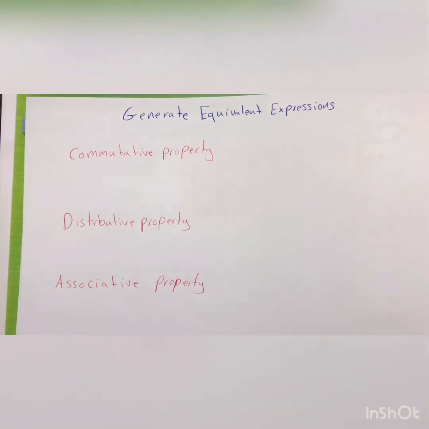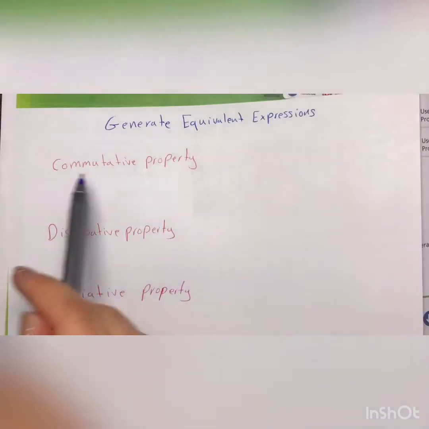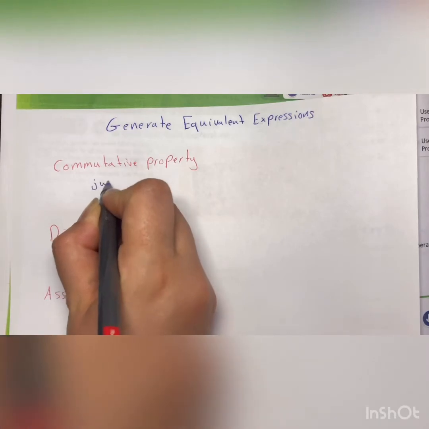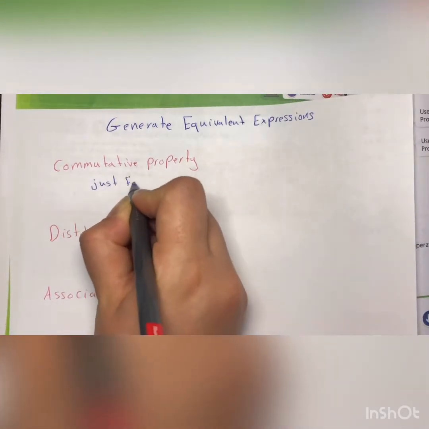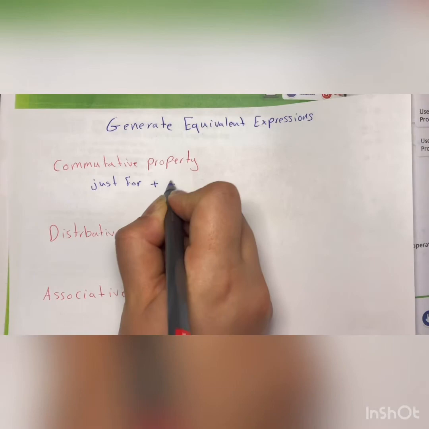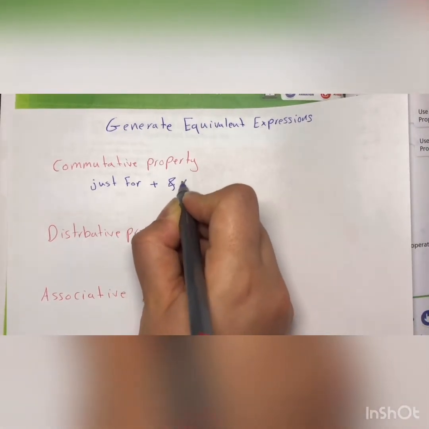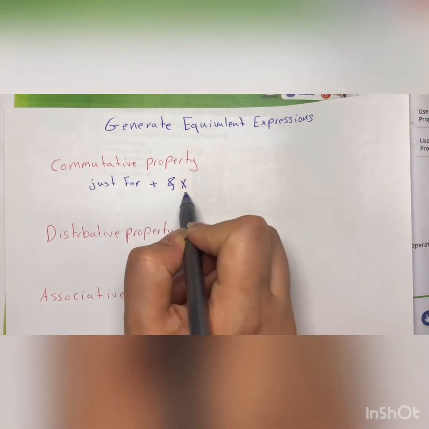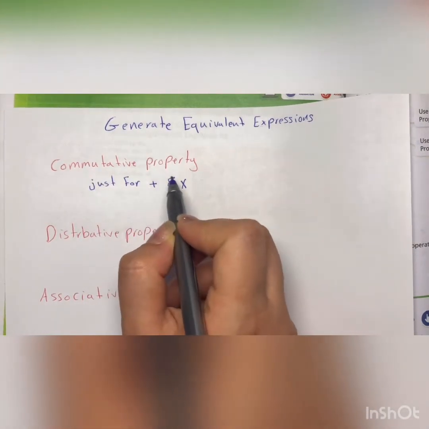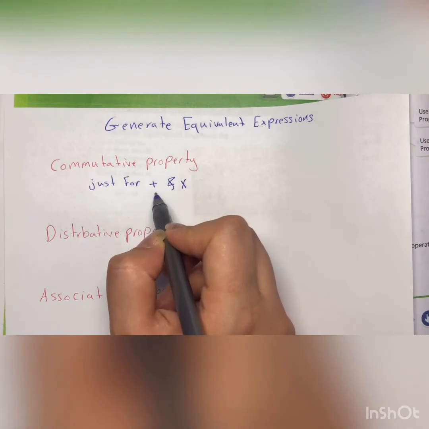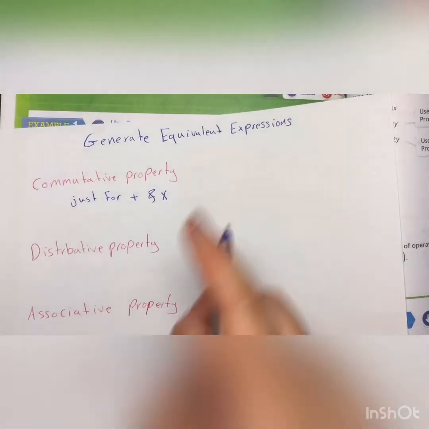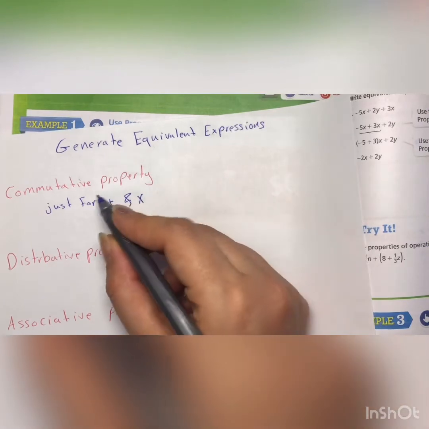For the commutative property, we can use it just for addition and multiplication. We are not allowed to use this property for subtraction or division. Okay, let me tell you what the commutative property is.